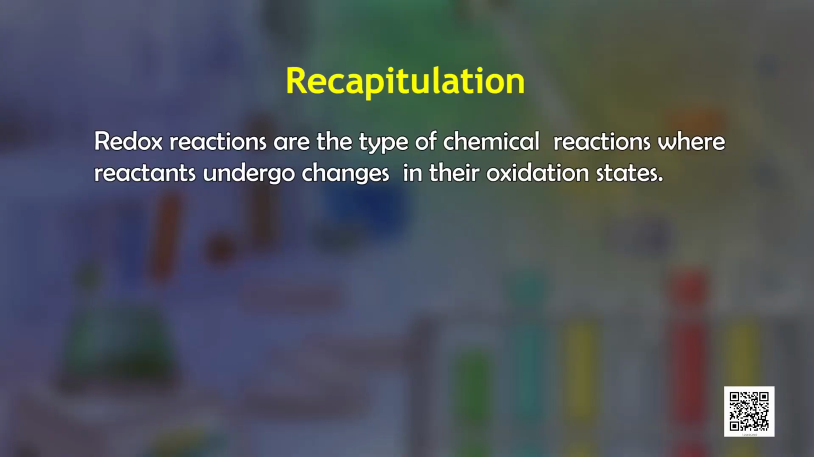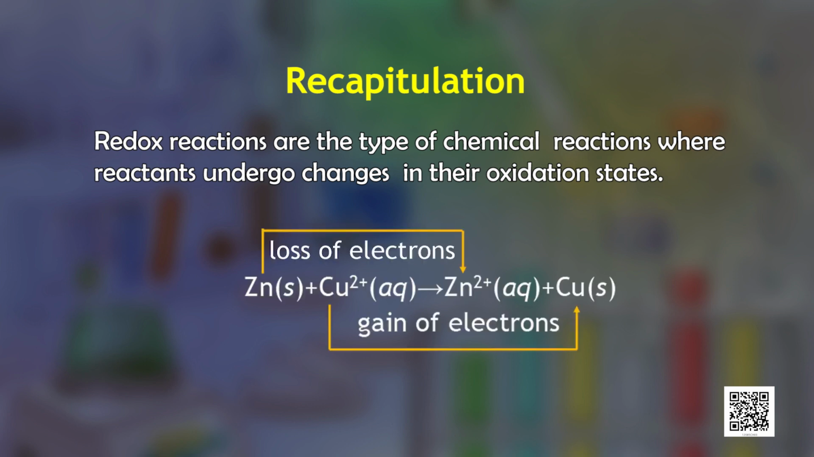We will begin this discussion with a recapitulation of our previous understanding of redox reactions. Redox reactions are the type of chemical reactions where reactants undergo changes in their oxidation states. Let us understand this with an example. When zinc reacts with copper ions, we get zinc ions plus copper metal. This reaction is a combination of two half reactions whose addition gives the overall cell reaction.